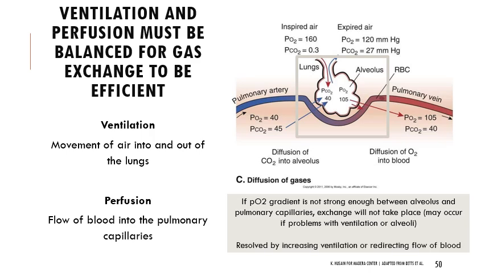So you resolve this by increasing ventilation, or you can redirect the flow of blood. Remember, we have sphincters inside of our blood vessels that can help control the flow of blood going from the arterioles to the capillaries. And so if we have an alveolus that's not effectively performing gas exchange, if there's a problem with that, then you change the flow of blood, redirect it to a more efficient area.